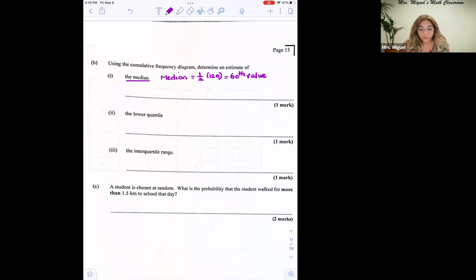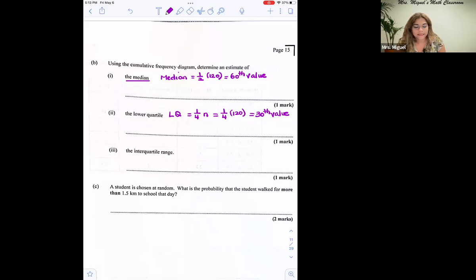And the interquartile range is the upper quartile minus the lower quartile. So the lower quartile is 1/4 of n, which is 1/4 of 120, which is the 30th value. So take down this, go to your graph, and see if you can read off those values correctly. I'll be back in 1 minute.